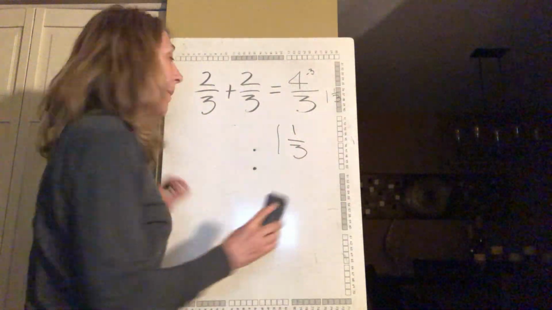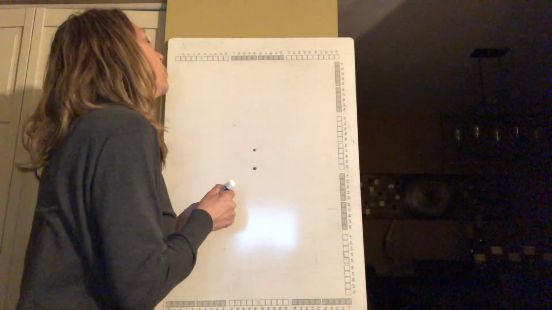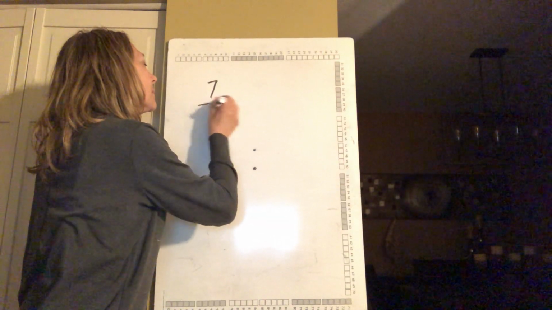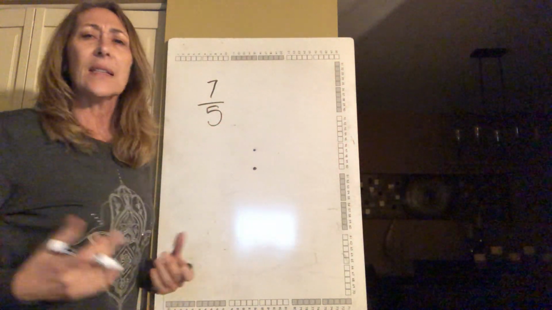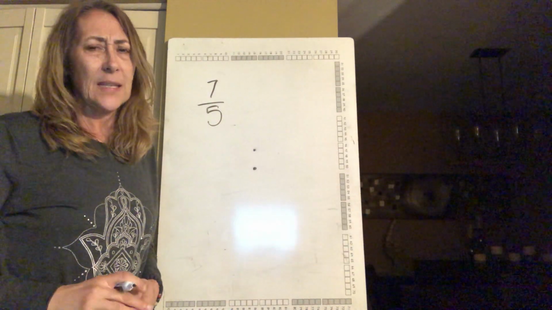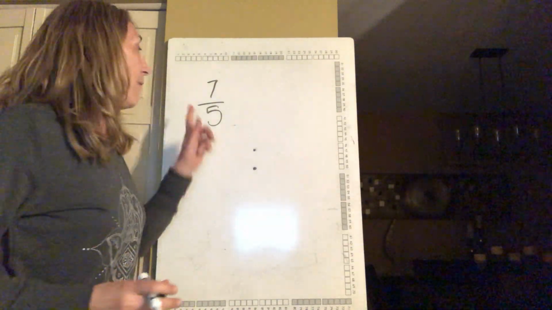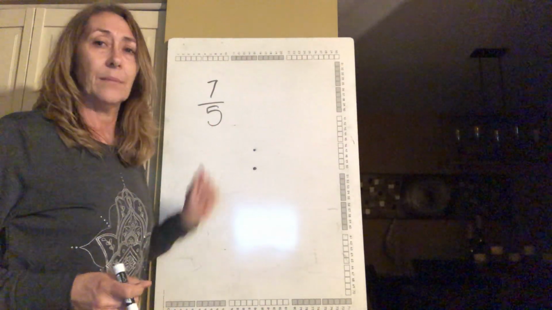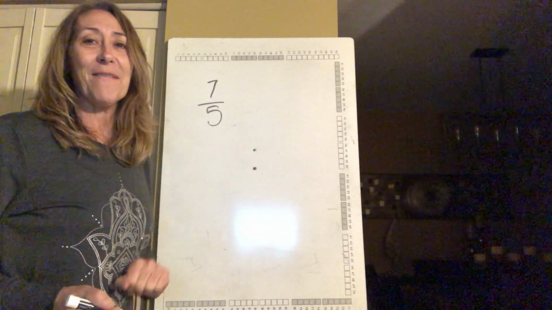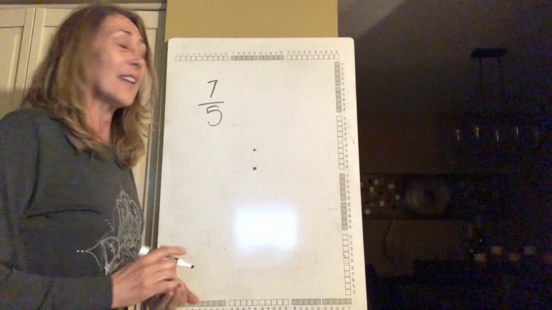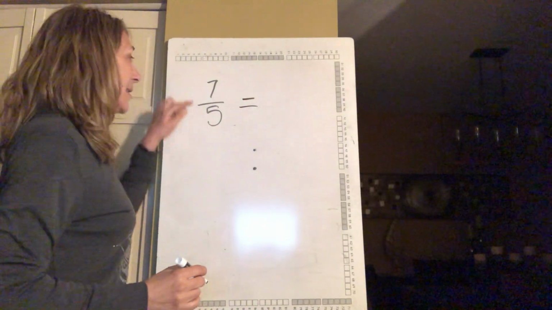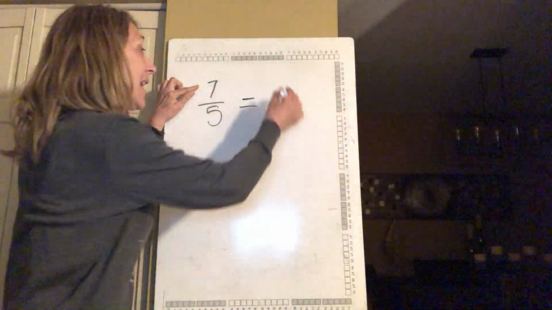Let's try one more. Seven fifths. 7/5. Fraction greater than a whole. How many pieces do I need for the whole? Only 5, but I have more than that. So 7/5 equals, I can make 1 whole because I need 5 pieces out of that 7.